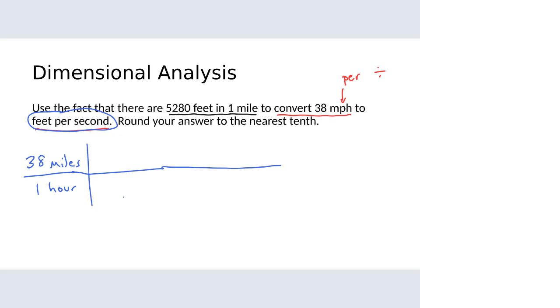And all right, I know I need to turn these miles into feet. And I've got this unit fraction right here that'll do that for me. 5,280 feet is 1 mile. My question to you is, what's going to go on the bottom? Miles or feet?